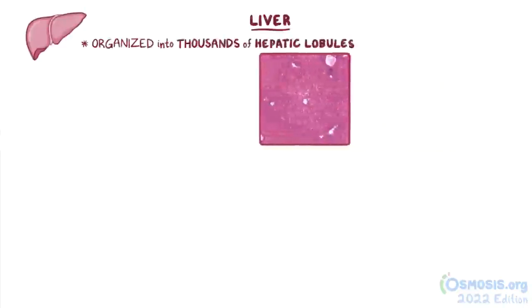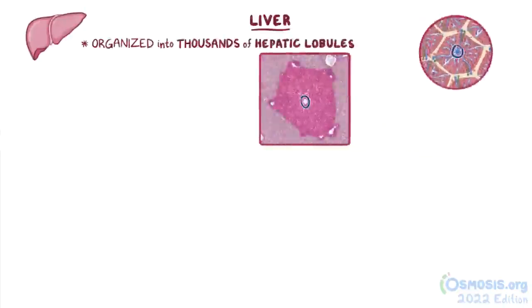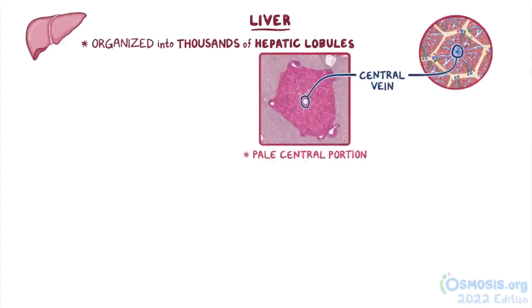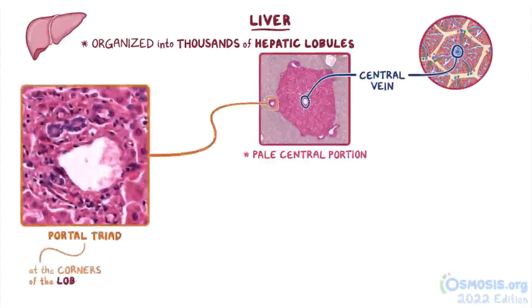Alright, as a quick recap. The liver is organized into thousands of hepatic lobules. At lower magnification, the lobules can be identified by their prominent central vein, as well as a slightly pale central portion of the lobule compared to the edges of the lobules. The portal triads are found at the corners of the lobules.